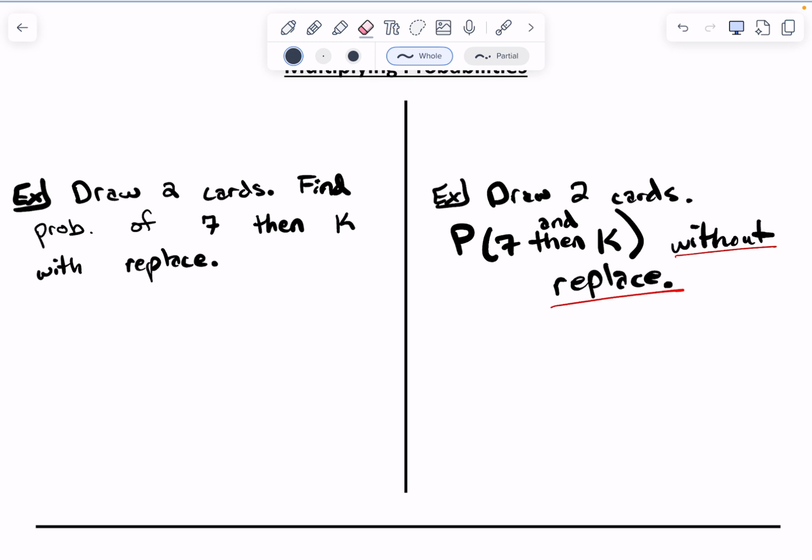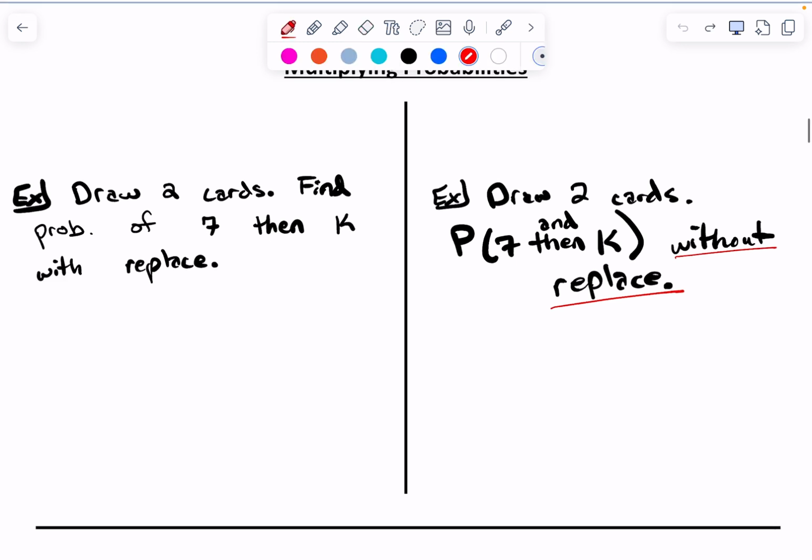Okay, we're going to fill in both of these examples, and I'm going to tell you why you know that you should be multiplying these fractions together, okay? Find the probability of drawing a 7 and then a king. I really paraphrase, so if you want to write the whole words out, that's fine. Drawing a 7 and then a king. With replace, without replace. This is like your little cheat sheet. This is how you know when to do what, okay?